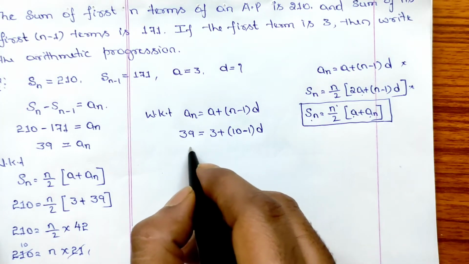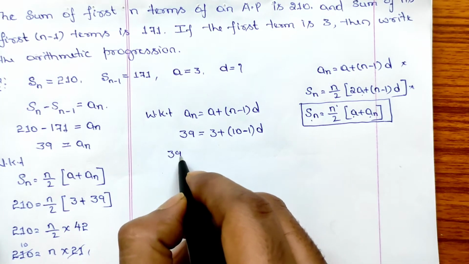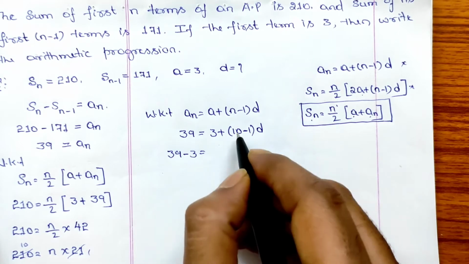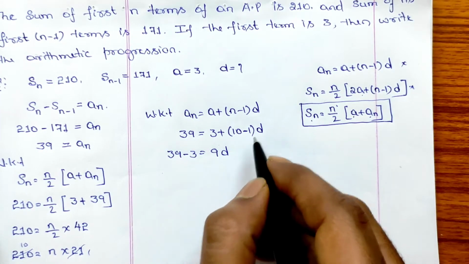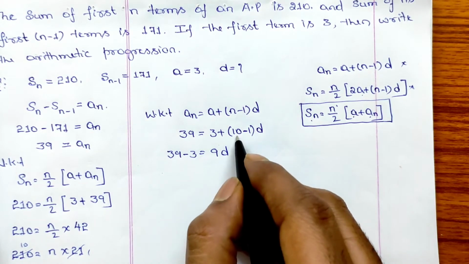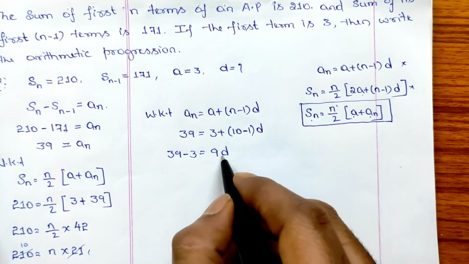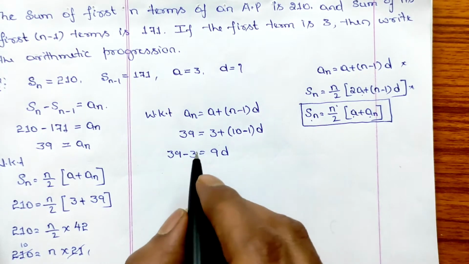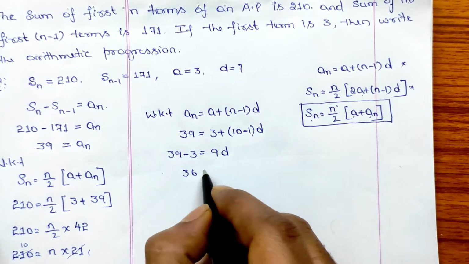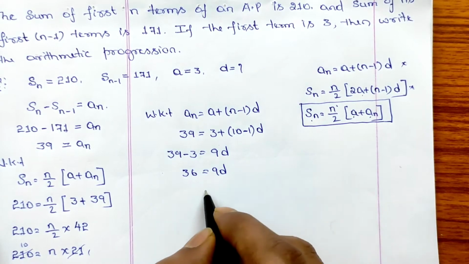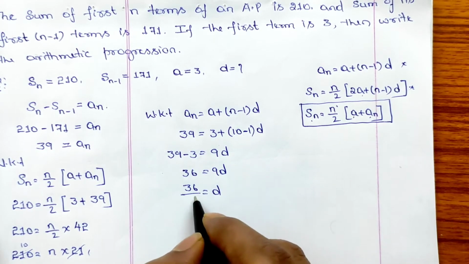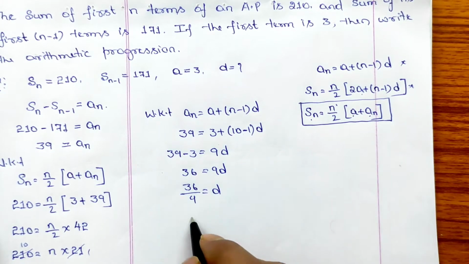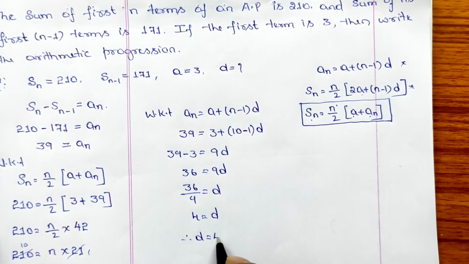Let me take 3 to this side. 39 minus 3 is equal to 10 minus 1, that is 9, into D. 39 minus 3, that is 36, is equal to 9D. So therefore D is equal to, 9 is taken to this side, 36 divided by 9, or you can cancel, 9 4s are 36. So 4 is equal to D. So therefore D is equal to 4.